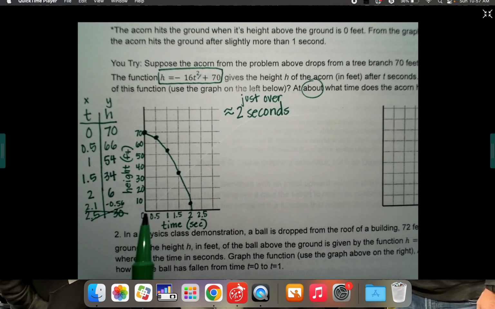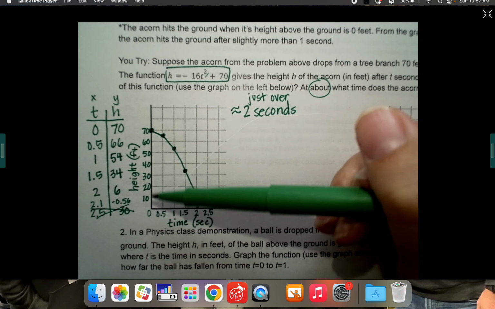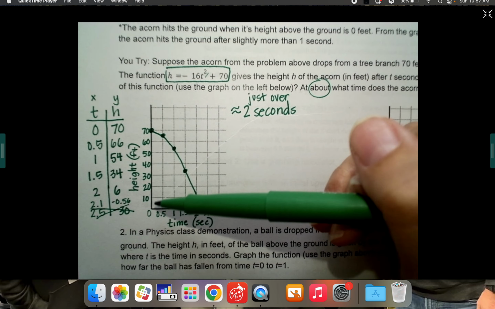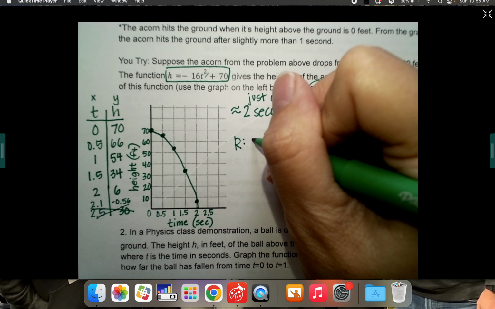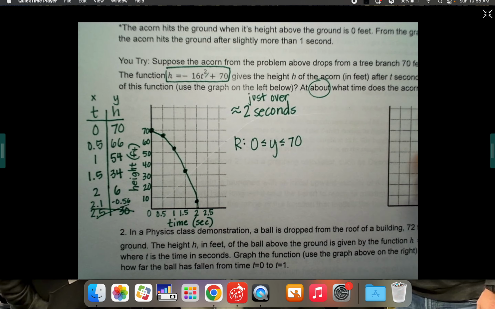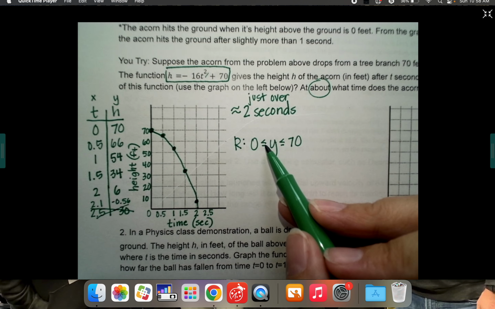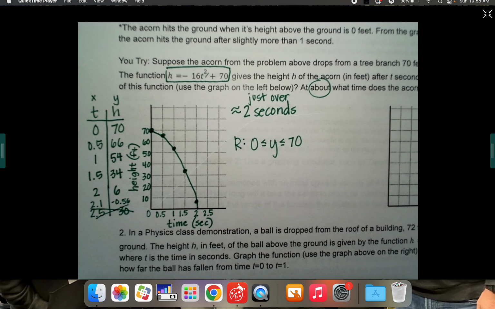I think in your Math Excel, it's going to ask you something about the range. Obviously, it's not going to ask us about the domain because the domain is a little bit too hard to predict. It's between 0 and a little bit more than 2, but that's hard to say. But the range we know for sure. The range goes from 70 where it starts and then it hits the ground at 0. It never goes negative. So if it asks you for the range, y is between 0 and 70 feet. It's greater than or equal to 0 always, and less than or equal to 70 always.